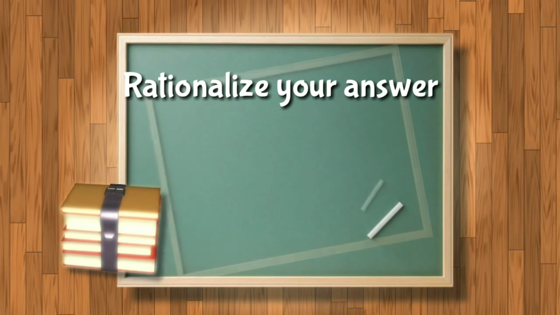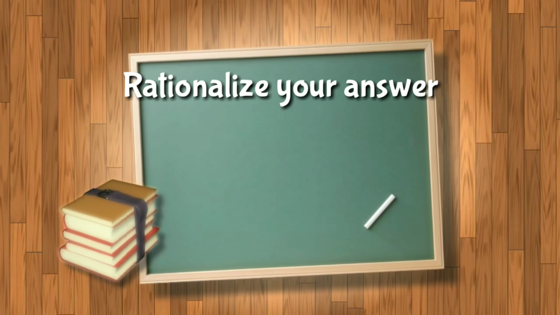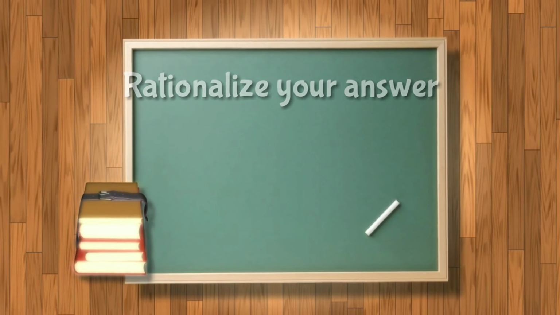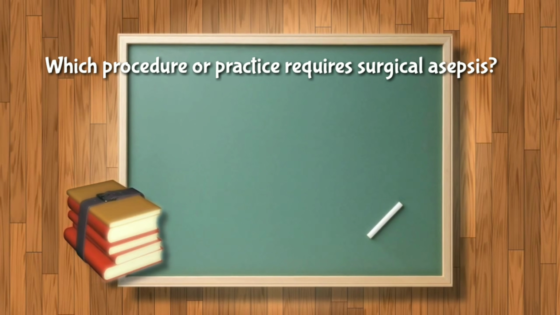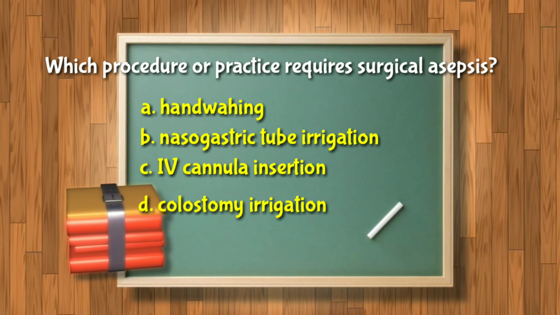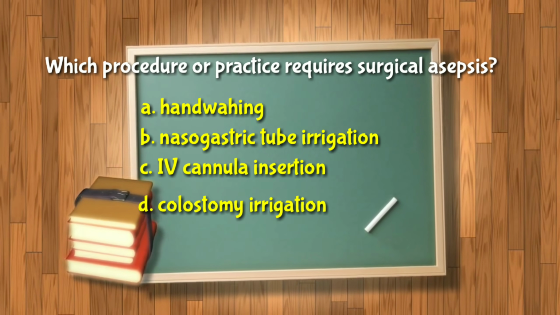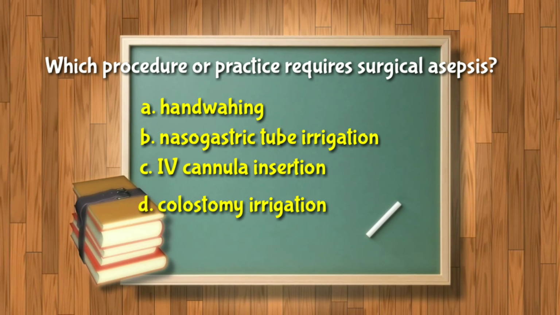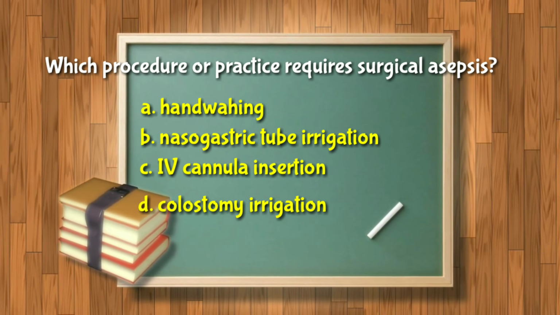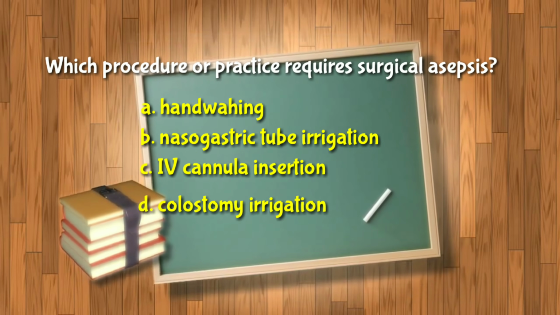The next strategy is to always rationalize your answer. Rationalizing your answer will help lead you to the correct answer. For instance: which procedure or practice requires surgical asepsis? Looking at the choices below, this is how you rationalize. Caregivers must use surgical asepsis when performing wound care or any procedure in which a sterile body cavity is entered or skin integrity is broken.